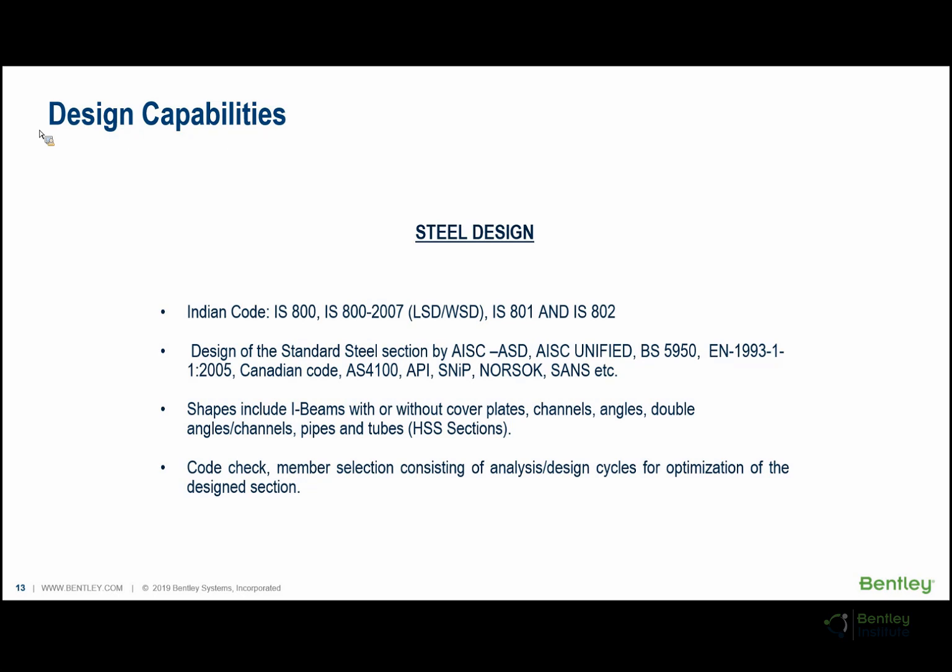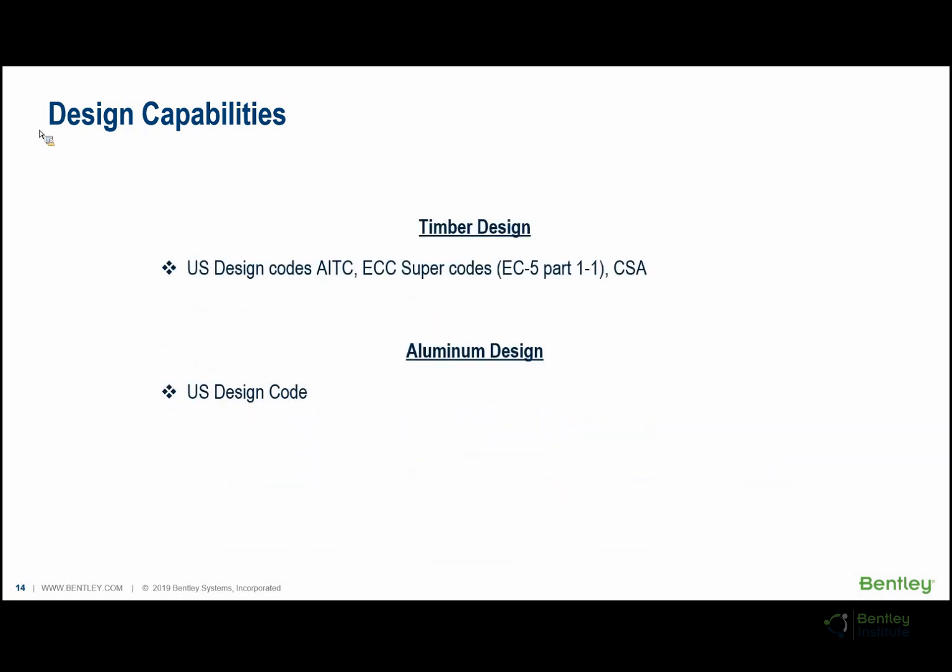We do the code checking, and we do the member selection consisting of the analysis and design cycles for optimization of the design section. So in steel design, we provide brief reporting as well as detailed reporting. For the timber design, we support the US, European, and the Canadian code. And for the aluminum design, we are supporting the US design code only.